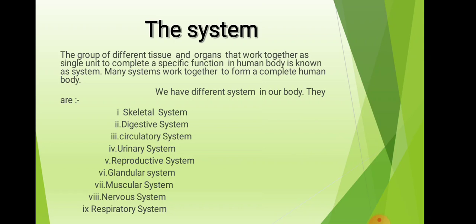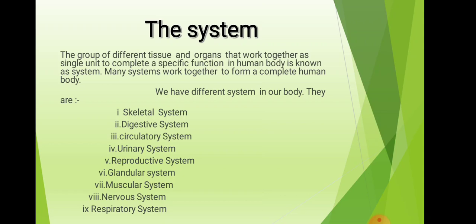In the same way, the bigger parts of our body are made by collections of different organs and tissues. They work together in a collective way to complete certain functions, which is known as a system. So a group of different tissues and organs that work together as a single unit to complete a specific function in the human body is known as a system. Many systems work together to form a complete human body. Let's know the names of them.